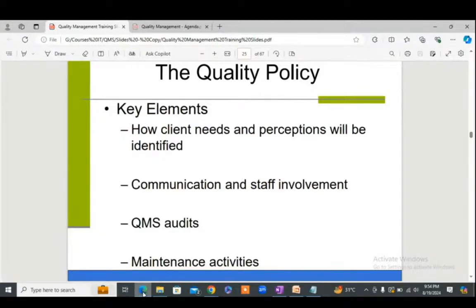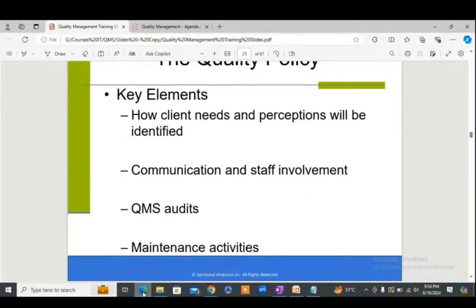Am I going at a suitable speed, or should I decrease my speed? No, you're fine. I'm good. Okay, fine.